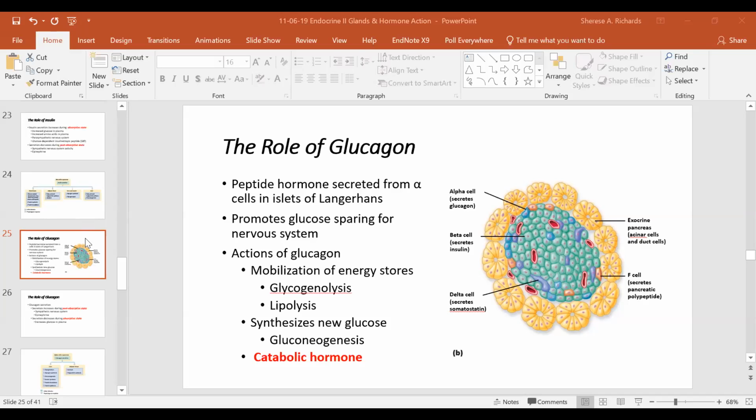Here, looking at the role of glucagon. And I think we had just finished up speaking about insulin. So insulin is kind of like the antagonistic hormone of glucagon. They both do opposite things. And so we spoke about insulin, and now we're going to move on to speak about glucagon.